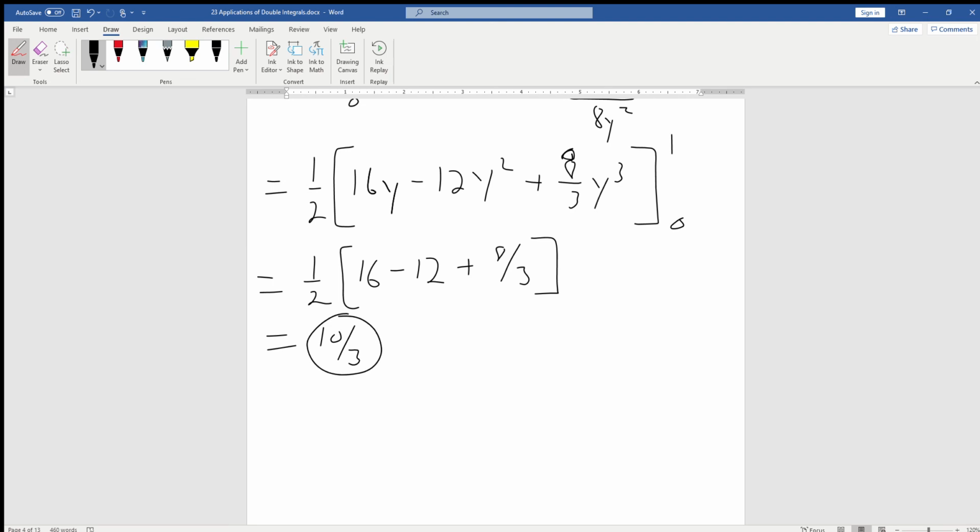Alright. So I'm going to stop the video, and then in the next video I'm going to go ahead and find the center of mass utilizing this.